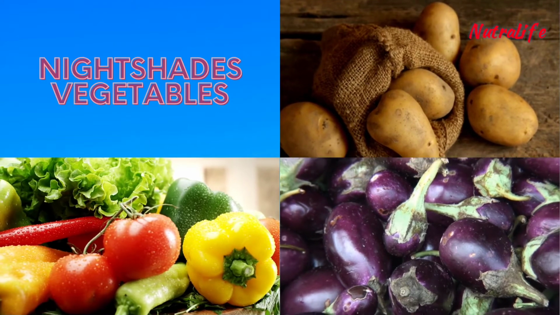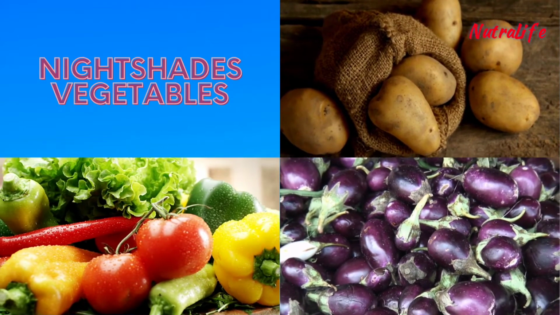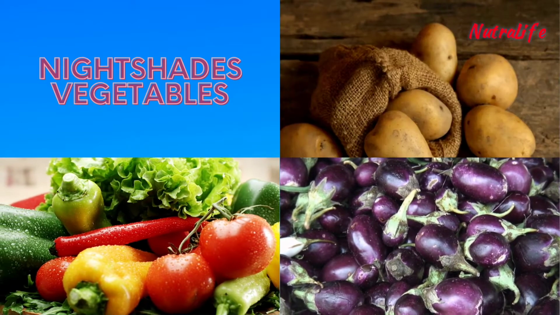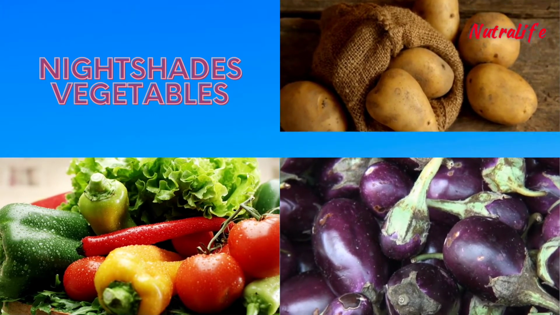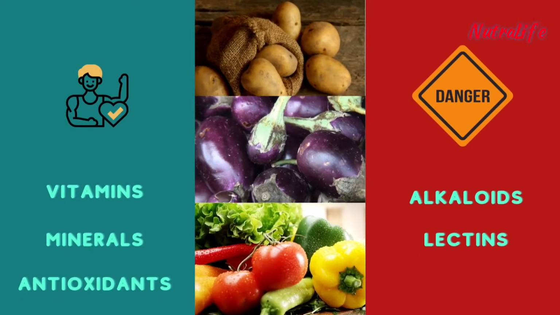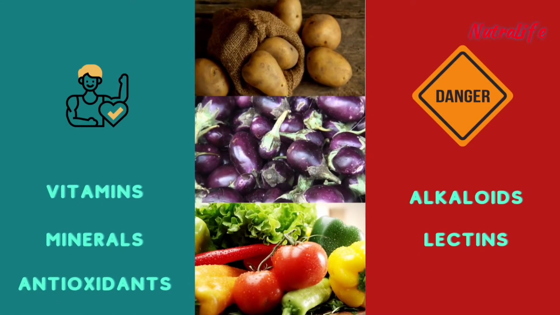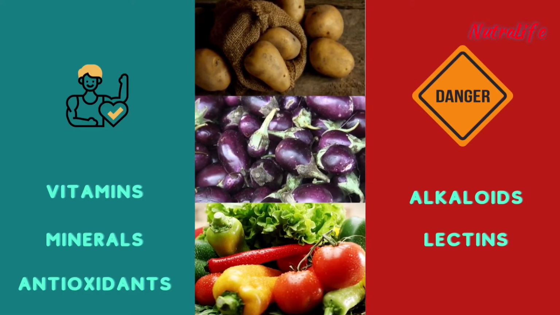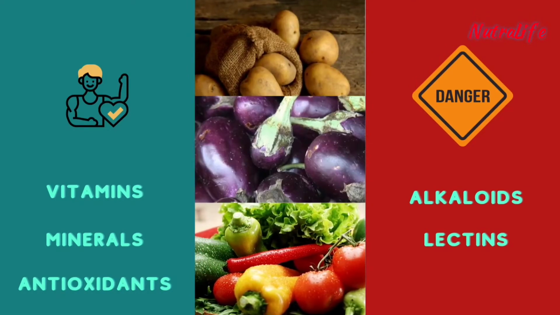Nightshade vegetables like tomato, white potatoes, eggplants, and bell peppers should be avoided. Nightshades are a family of plants known as Solanaceae. These vegetables are good sources of vitamins, minerals, and antioxidants, promising many health benefits. But they contain molecules like lectins and alkaloids, which are not good for health.